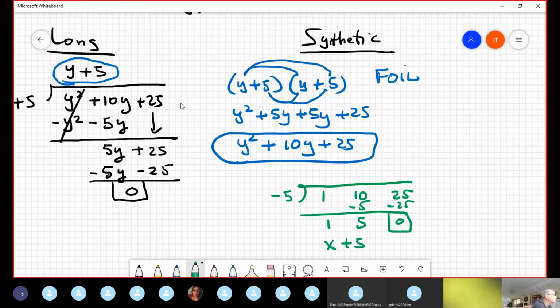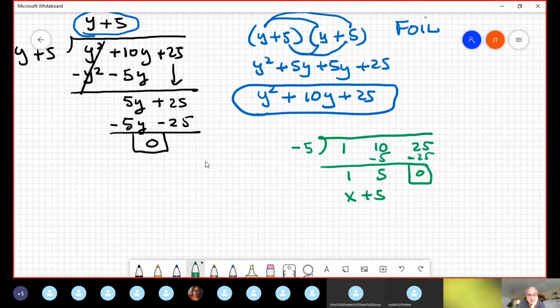Synthetic division and long division, no problem, right? Yes or no? Am I right, am I wrong? Is it easy, is it complicated? No. The last one you have, it's easy. Do you get it now? Is it y plus 5 or x plus 5?